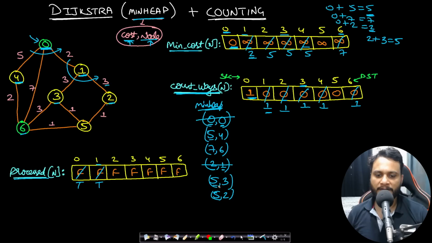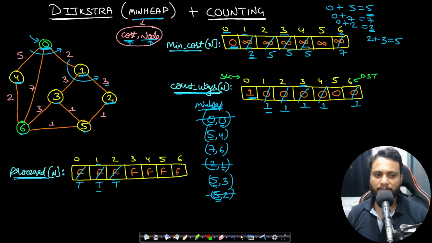So there are 3 5 values, but the second value will be checked and 5 comma 2 will be taken out. So once you take out 5 comma 2, we are processing this node 2, right? First check if it is processed. No, then mark it true, already processed.